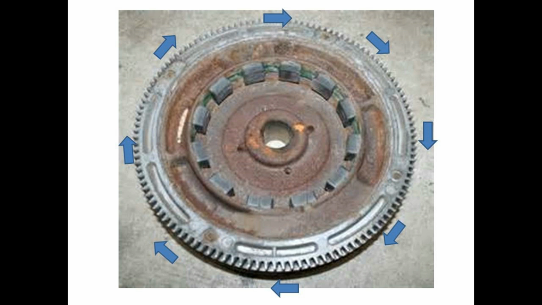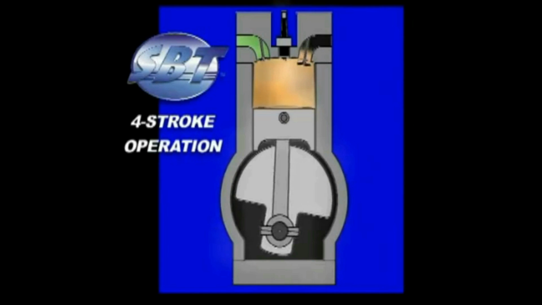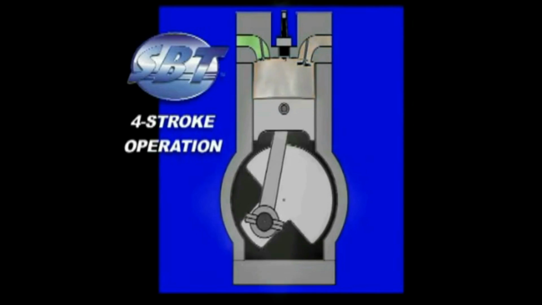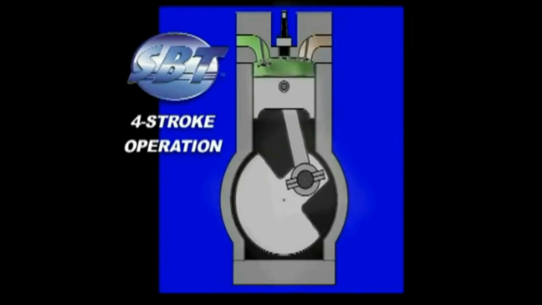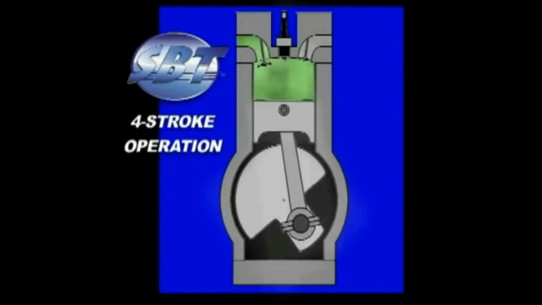A flywheel, which is a large heavy disc that stores rotational energy, is connected to the crankshaft. This stores the energy from the power stroke to be used for the rest of these strokes to keep the engine running. The last and final stroke is the exhaust stroke. This is when the cams open the exhaust valve and allow the piston to push all the burnt fuel gases out of the cylinder to prepare it for the intake stroke.